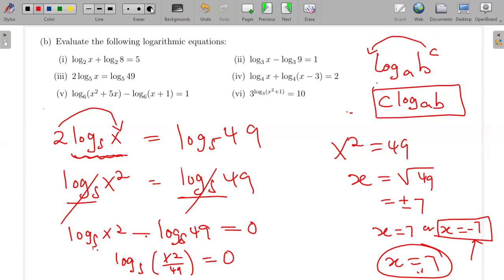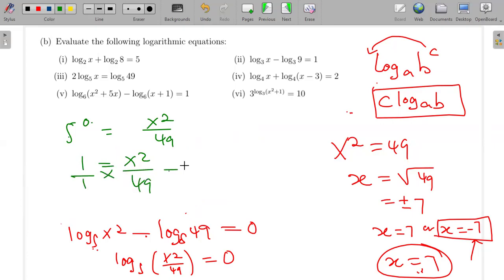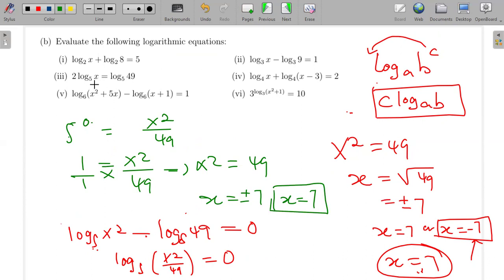Okay, so now I can turn this into exponential. So it will be 5 to the power 0 is equal to x squared over 49. So 5 to the power 0 is just 1, equal to x squared over 49. Cross multiply, I get x squared is equal to 49, which will still give me plus or minus 7. But we choose x is equal to 7 because for x is equal to 7, we are guaranteed that this term here is going to be defined, if you just write it the way it is, not considering the squared there. Okay, so the answer there is 7. So any questions there?